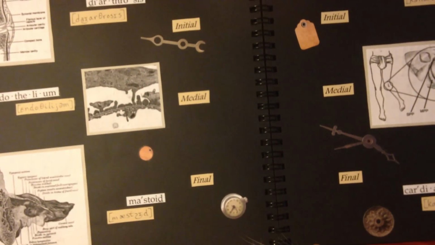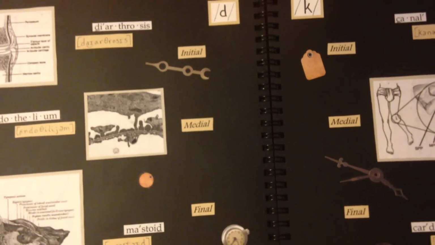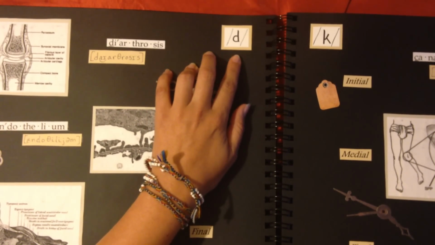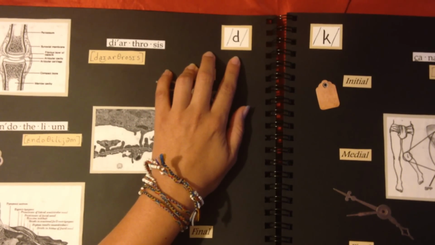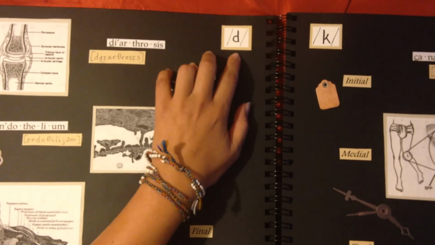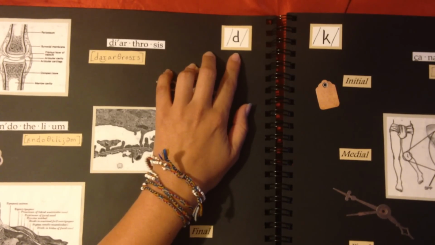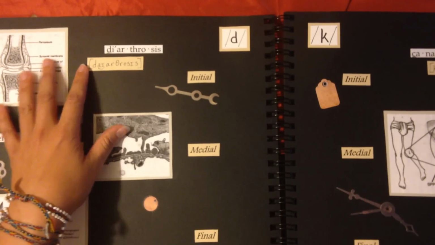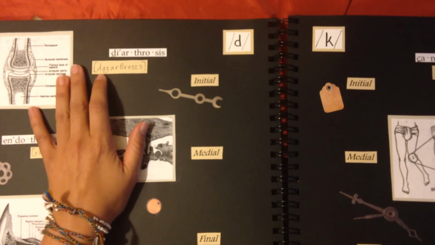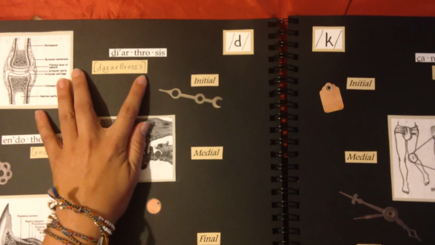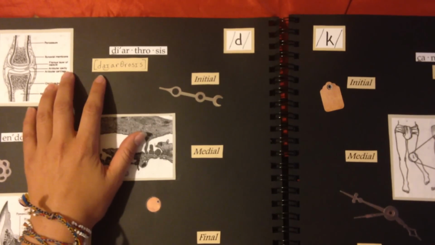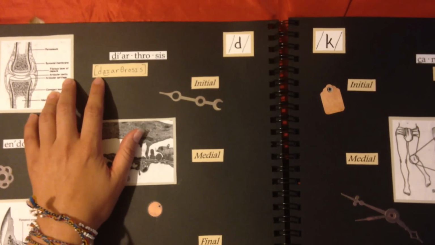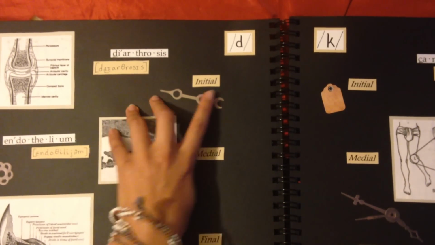So the second phoneme we have in our book here is D, which is similar to T, obviously. It's represented by a lowercase d, and the first word I have here is diarthrosis. The d sound is at the very beginning of the word, the initial position.